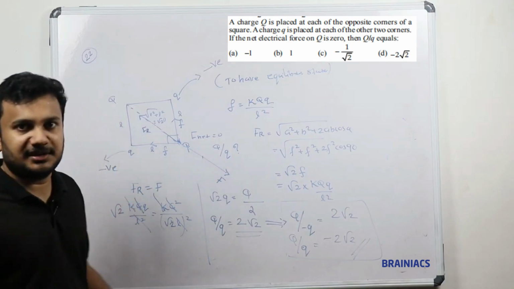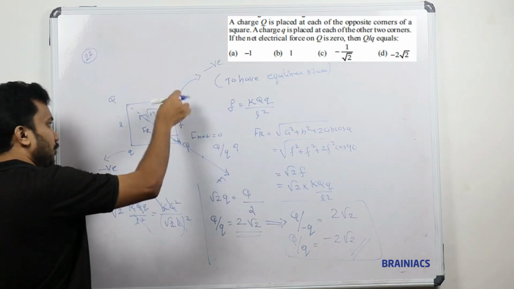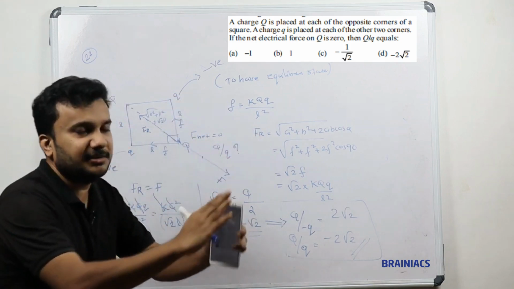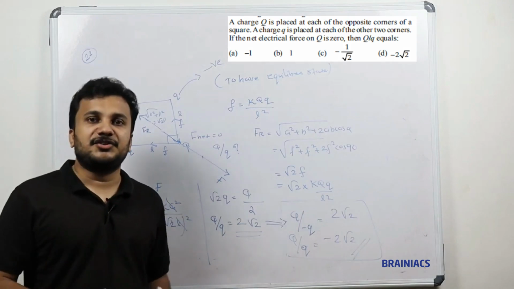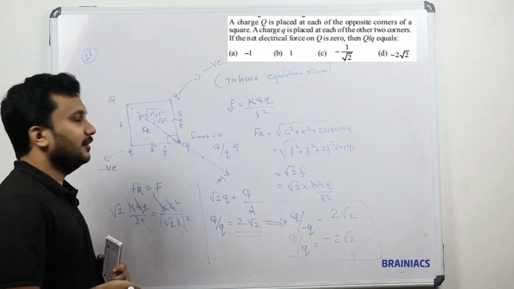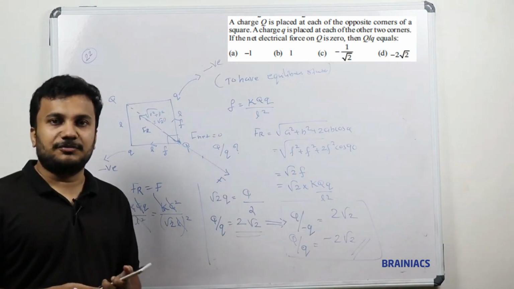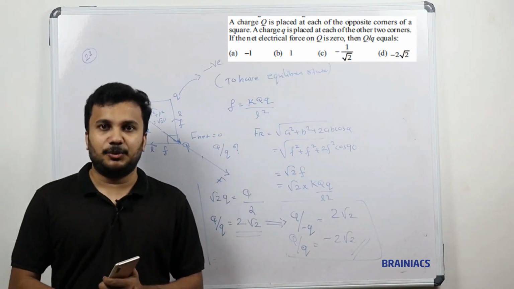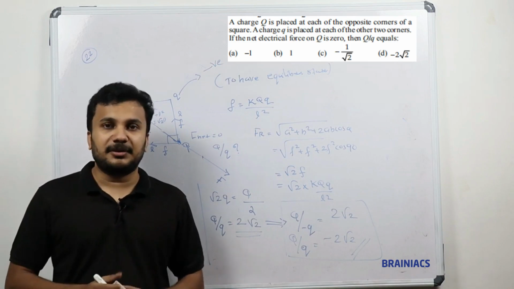If it is positive, as I told before, this Q and Q will repel, and a resultant force will come. So two forces are acting in the same direction, which means we'll do a vector addition, and we will never get an equilibrium state, or total force equal to 0, for this one. I hope you understand up to question number 22.